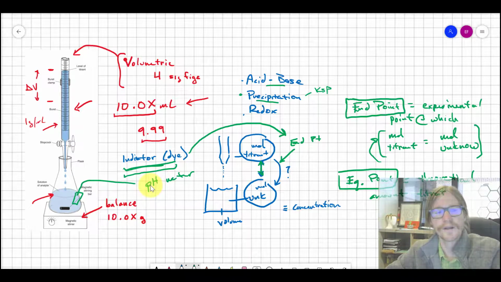Redox, instead of a pH meter, we just often use a voltmeter. And we're monitoring the voltage change of the solution as a function of the redox state, as a function of how much reductant and how much oxidant we have in the system.